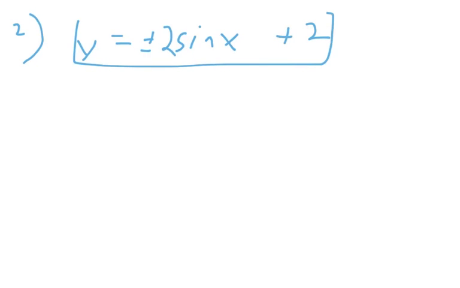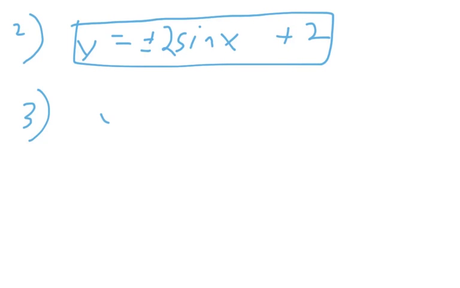For problem number 2, write an equation that has an amplitude of 2 and a vertical shift of 2 and no reflection over the x-axis. Well, they didn't tell us what to use, so I'm going to use sine. And if it has an amplitude of 2, then it could be plus or minus 2 in front. And 2 units up is a plus 2 at the end. And since it didn't say anything about a phase shift or a period change, we're going to leave it like this.